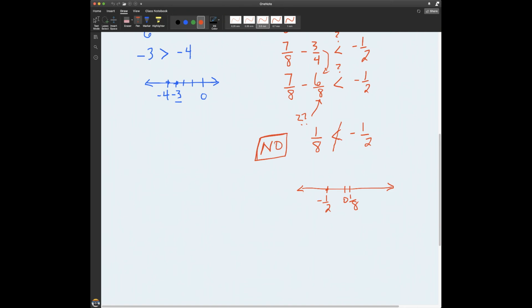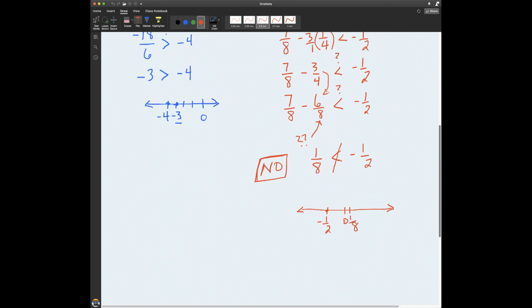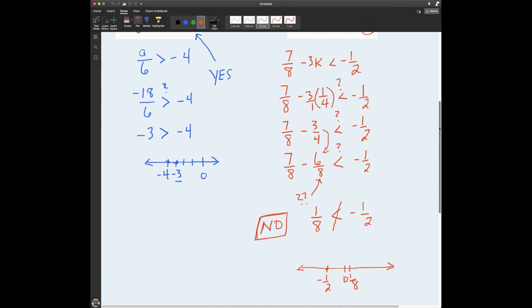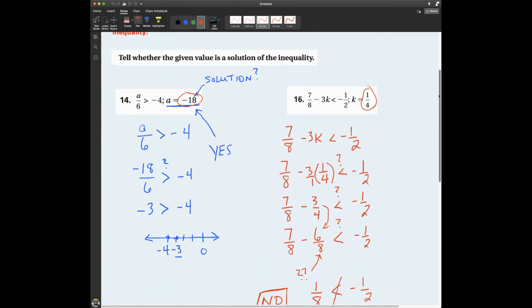So there are a couple problems for you from section 4.1. You will have some more in your homework.